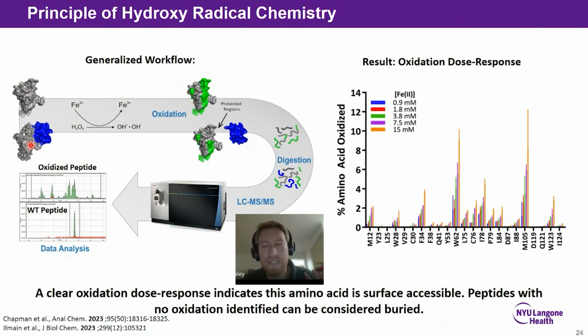This gray protein is the same in this case. What you're going to do is generate your hydroxyl radicals, and then dose the protein structures with varying concentrations of hydroxyl radicals. These are going to form oxidation modifications on amino acid side chains. What you can think about is you're painting the surface of the protein.